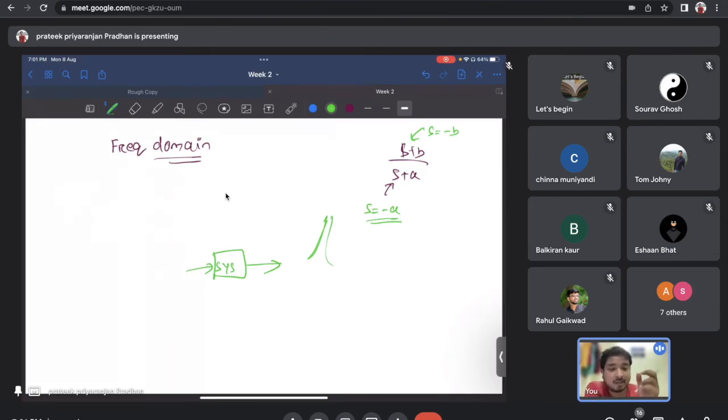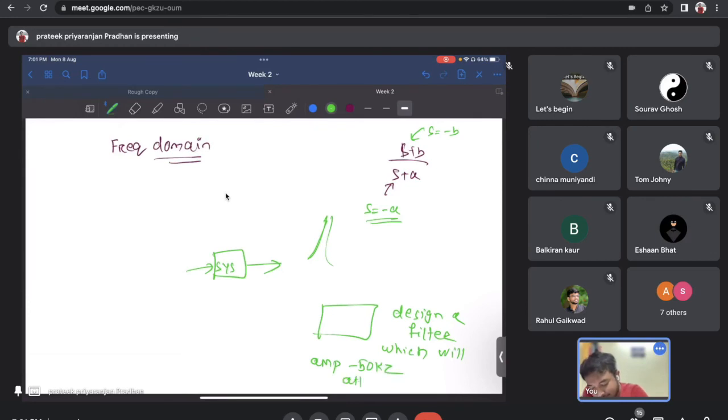So being an engineer, say you are asked to design a filter which will amplify a 50 kilohertz signal and attenuate a 2 kilohertz signal. Okay, then what will you do?